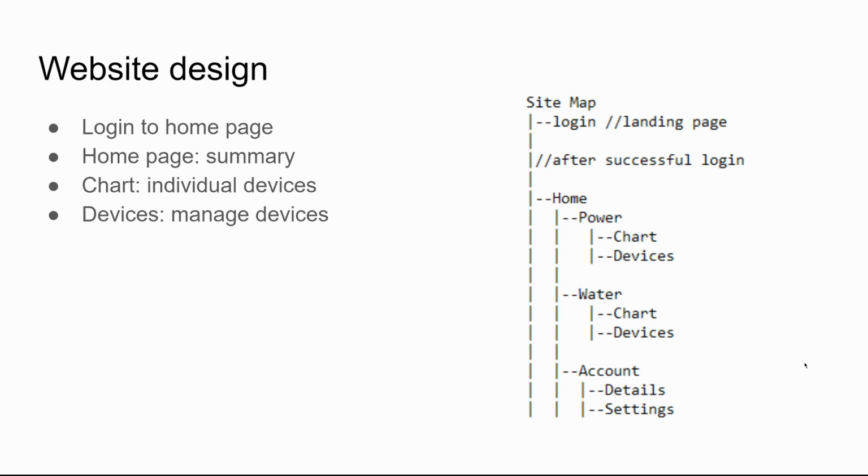Okay, now it's about the website design. On the picture on the right is the site map of the website. The first page will be the login page. The user needs to log in, and afterward the home page will show the summaries of both power and water charts. For each resource, they will have their own chart and device page to show the chart of the individual device, and to manage the device. And lastly will be the account page.